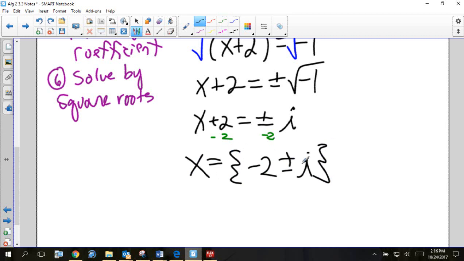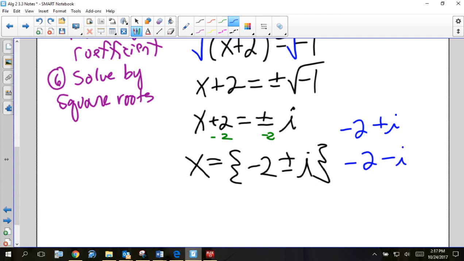And remember, when you do it on the computer, you're going to have to write them separately. So when you do it on the computer, what's one of my answers I type in? -2 plus i, and what would be the other? Negative 2 minus i. So you just type those in. Okay?